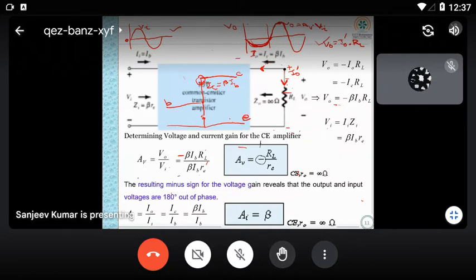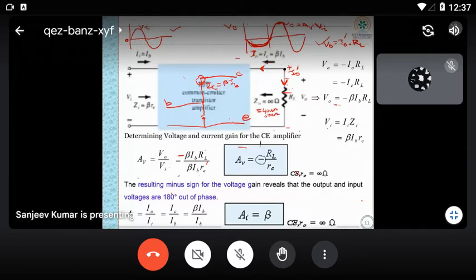Okay, any other queries? Sir, what is the significance of RO, the output resistance, being infinite? Because here, this resistance which we have derived previously in common emitter configuration, if I take the ideal value, it will be infinite. Or you can take a very high value, like 40 kilo ohm or 50 kilo ohm.